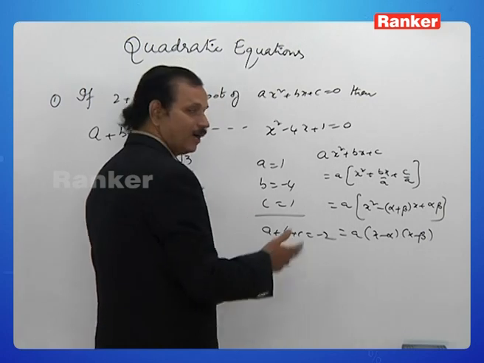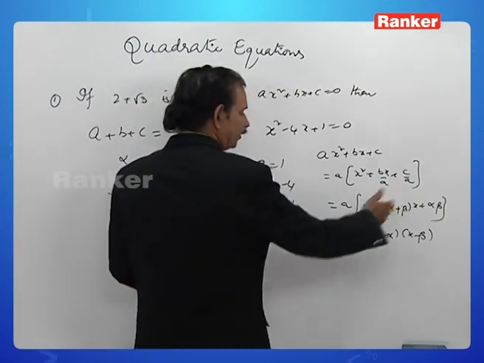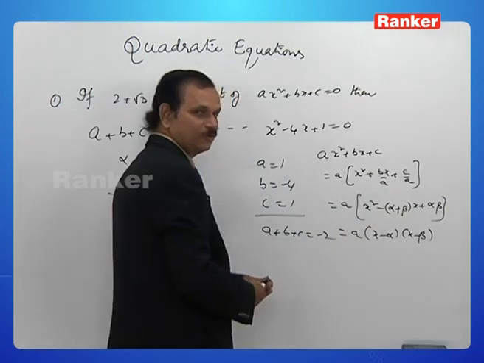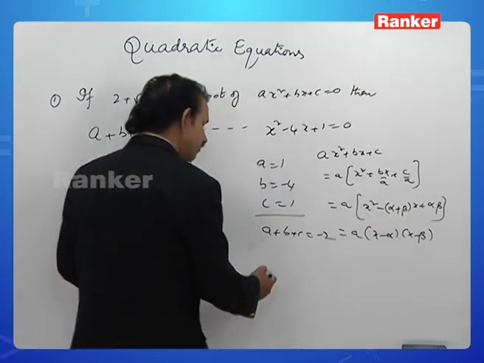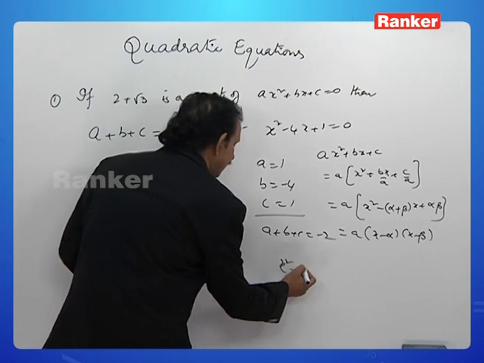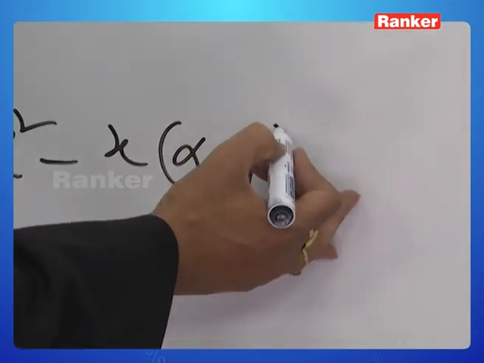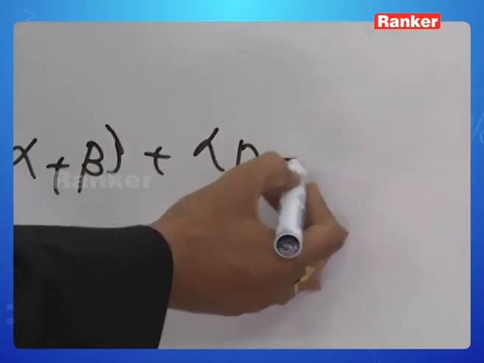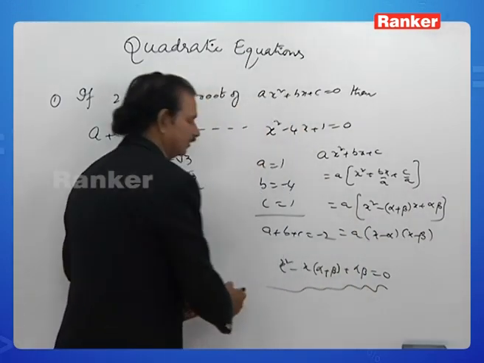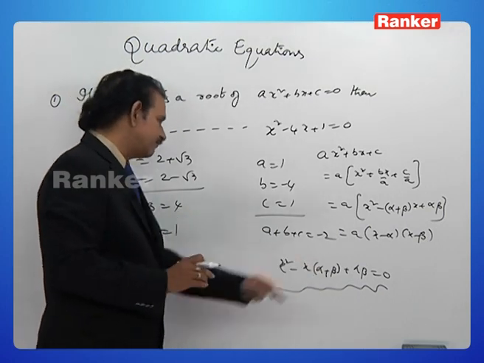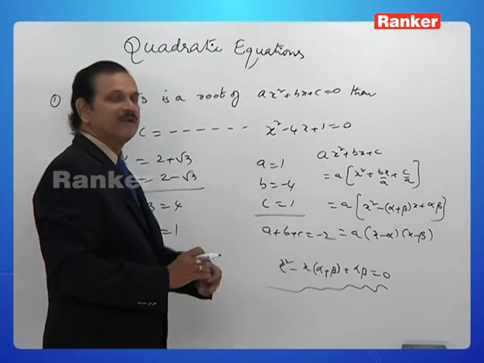Therefore, if you want to have the equation, put it is equal to 0. As a is not equal to 0, a can be thrown outside, so that the equation with the roots can be given as x square minus x into alpha plus beta plus alpha beta is equal to 0. You can trace it very easily. That is, in the place of alpha plus beta we have taken 4. In the place of alpha beta we have taken 1.